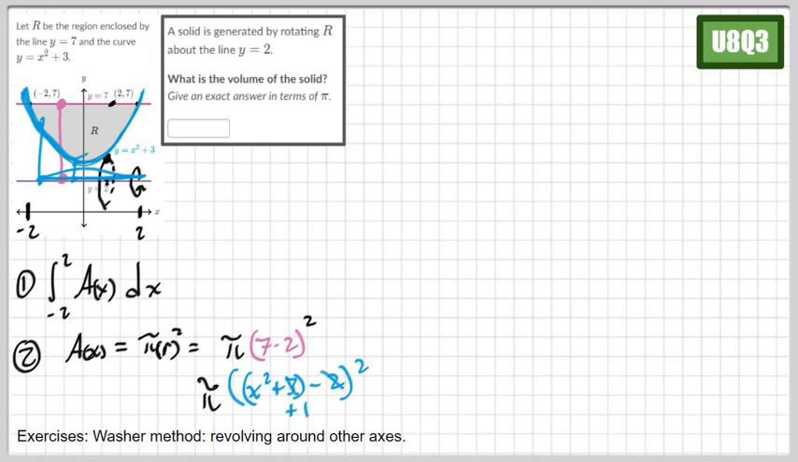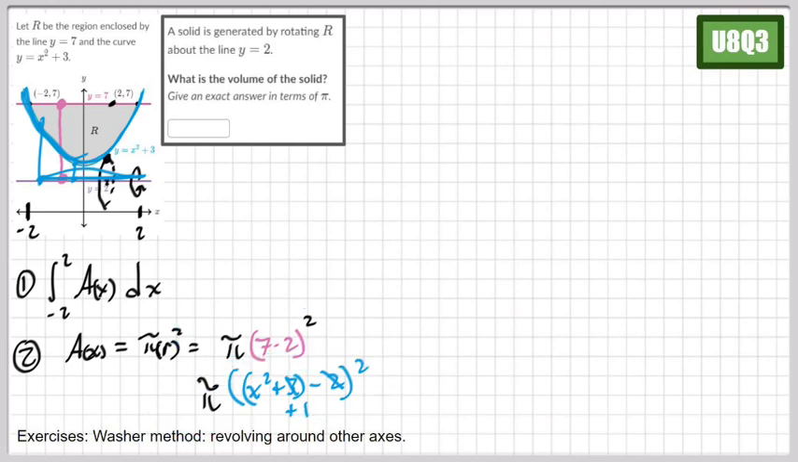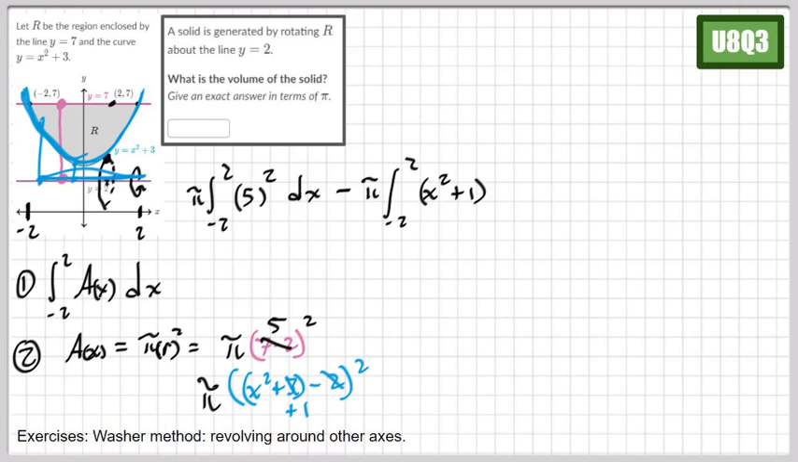Okay, so now I got to set them up. I got to do the volume of revolution for the outside part, and then the volume of revolution for the inside part, and then subtract them. So we have from -2 to 2, pi is going to be on the outside. My r is 5, because 7 minus 2 is 5, squared. This is a 5. And then I subtract pi from -2 to 2, my other radius squared. My other radius is x squared plus 1, squared, and that's dx.